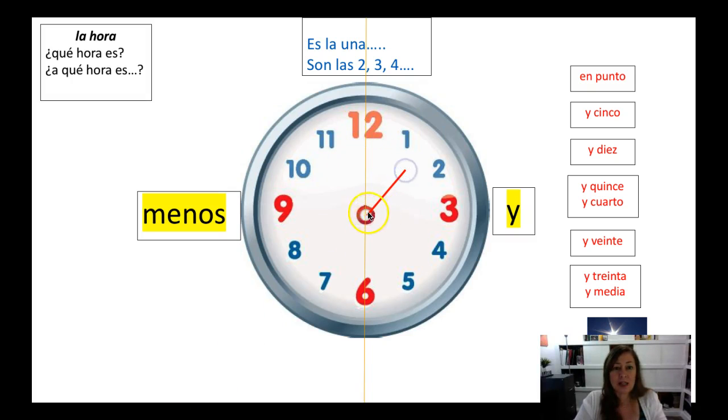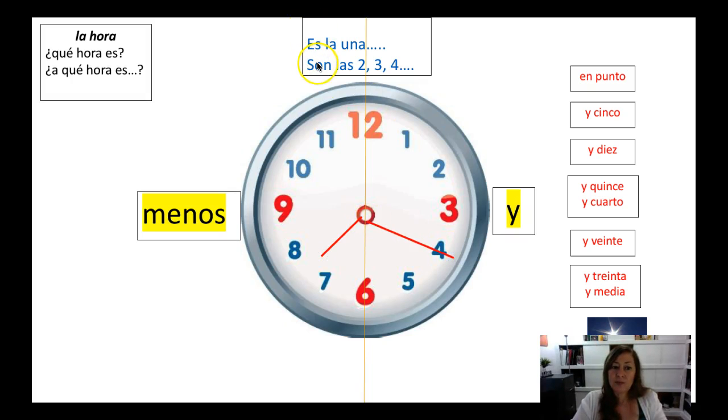So we are going to say, it is 1:15. So we'd say, es or son, which one? Es, because one is singular. So es la una y cuarto. Es la 1:15. What if it were like this? Son las 10:05. Bien. Aquí y aquí.